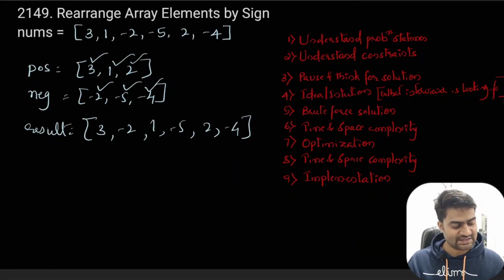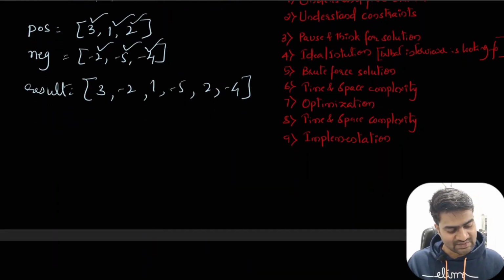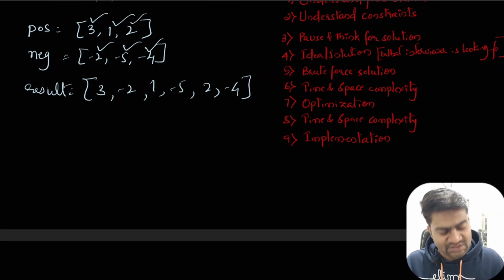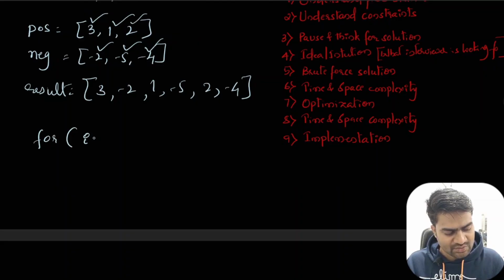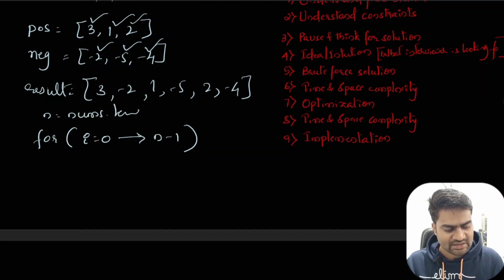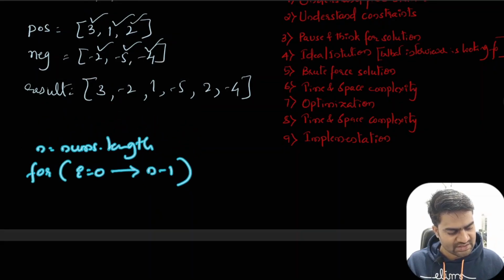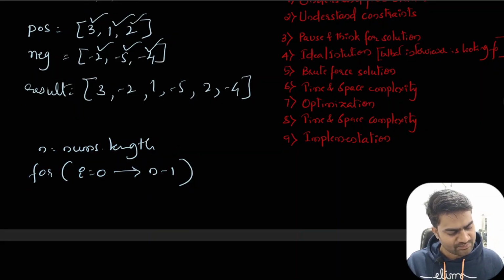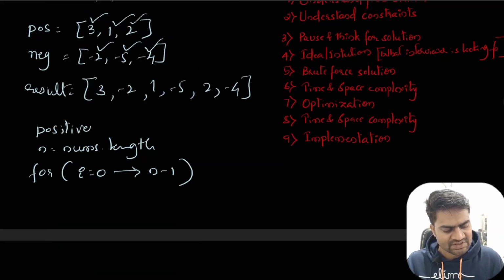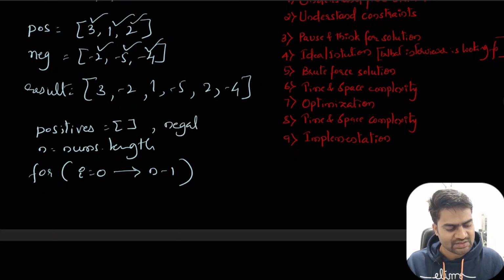Let us try to write the pseudo code for this one. Now I will use a for loop, say for i equal to 0 to n minus 1, where n will be nums.length. I also need some more things, so I will take a positives empty array, then a negatives empty array.